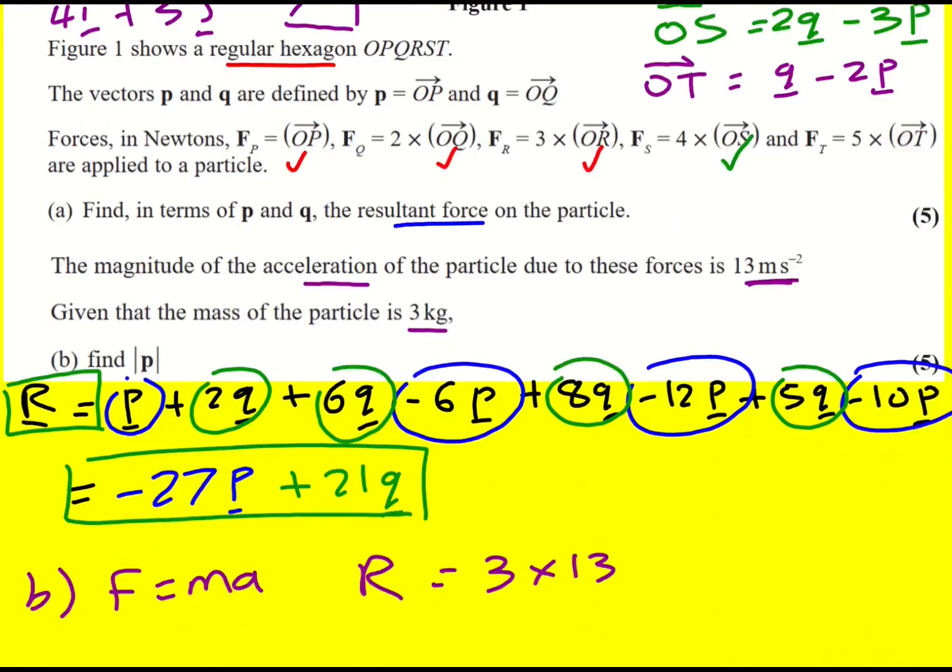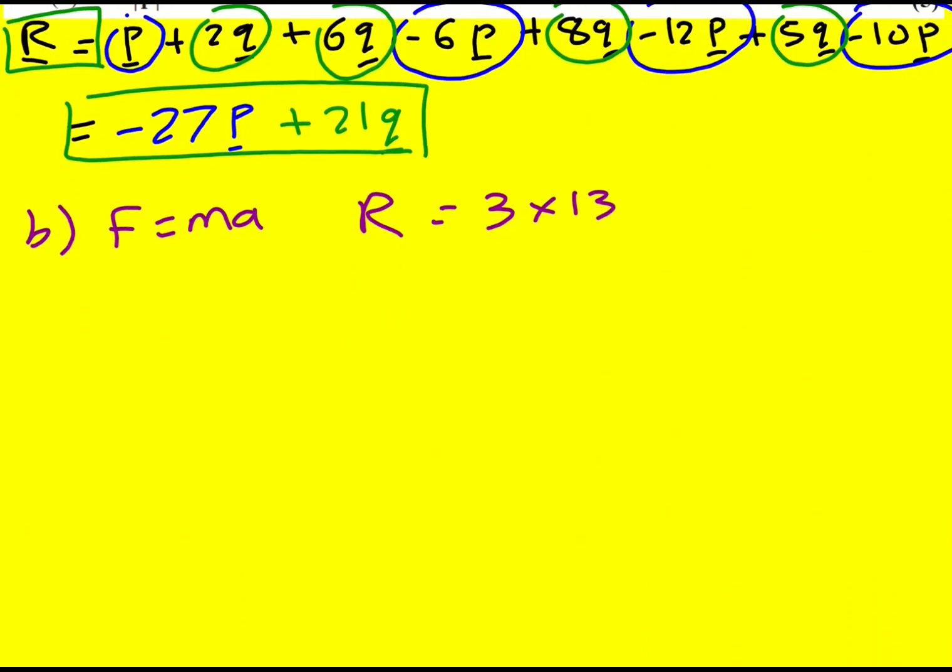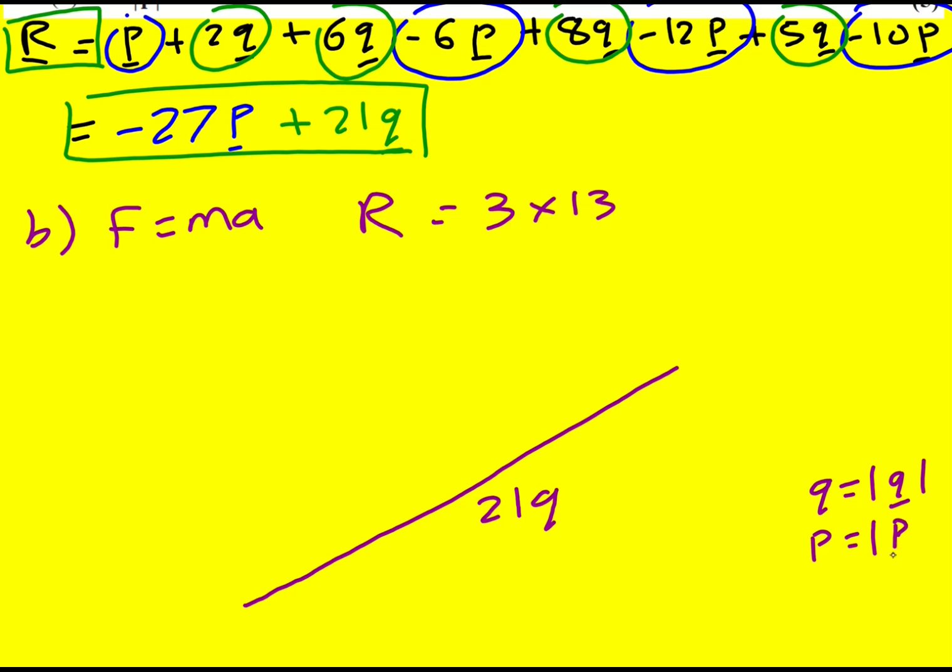So we've got q as 21q. I'm just going to draw it on, going in roughly the direction that it is on the diagram. Actually, I'm going to draw it as a triangle, not as vectors. So 21q, where q is equal to the magnitude of q, and p is equal to the magnitude of p. And of course, this is the one we're actually trying to find. And then it's minus 27p, so I'm going to be going this way.